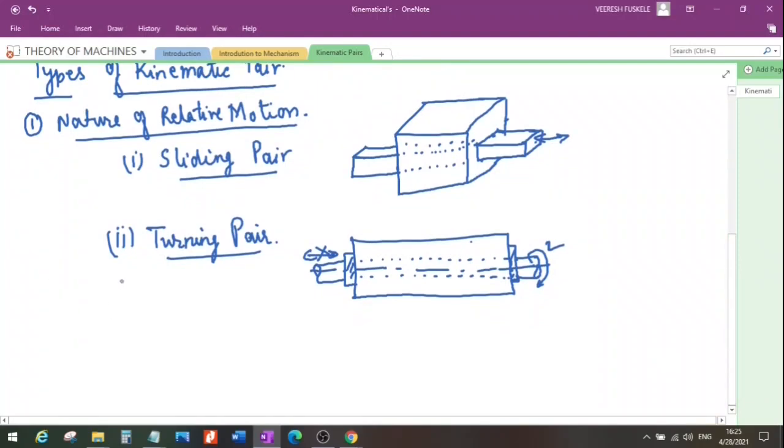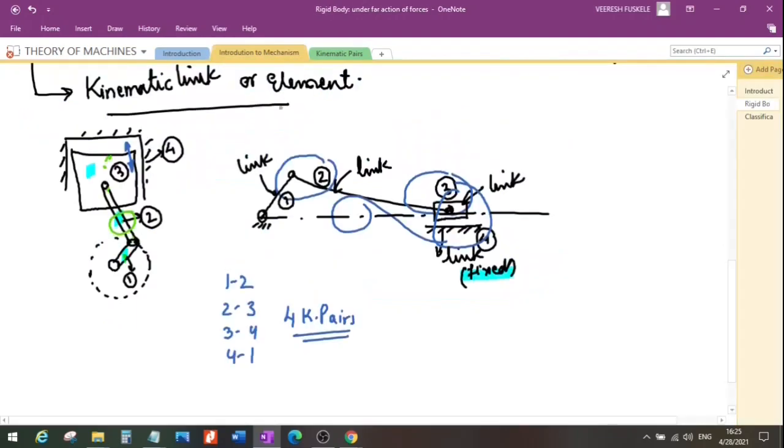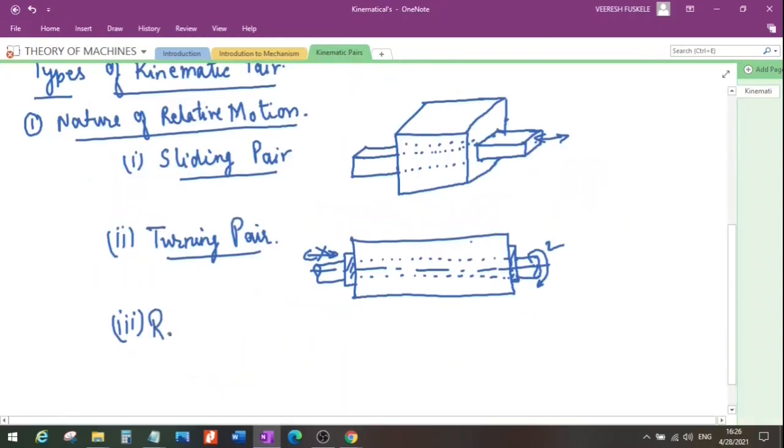So we can see this slider crank mechanism, and there will be revolute pairs. We can see this revolute pair, and this is the revolute pair. This is also a revolute pair, and this is also a revolute pair. So these are the three revolute pairs in the slider crank mechanism.